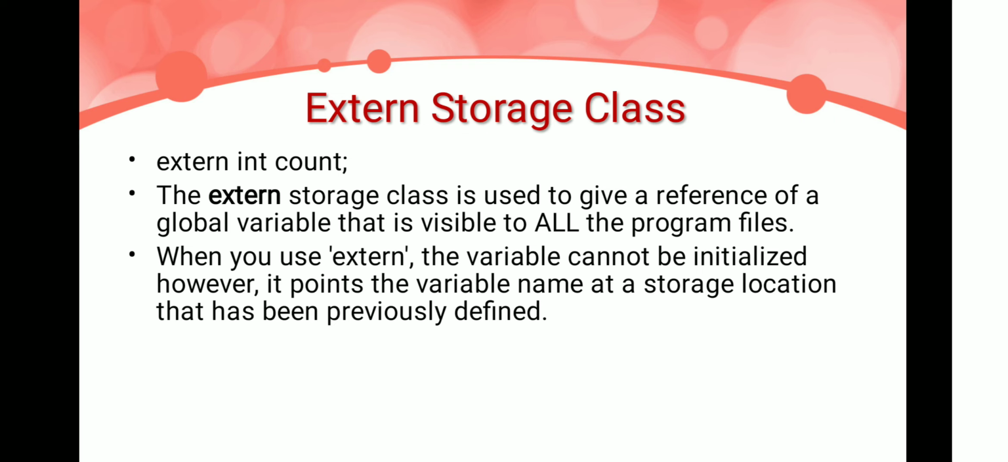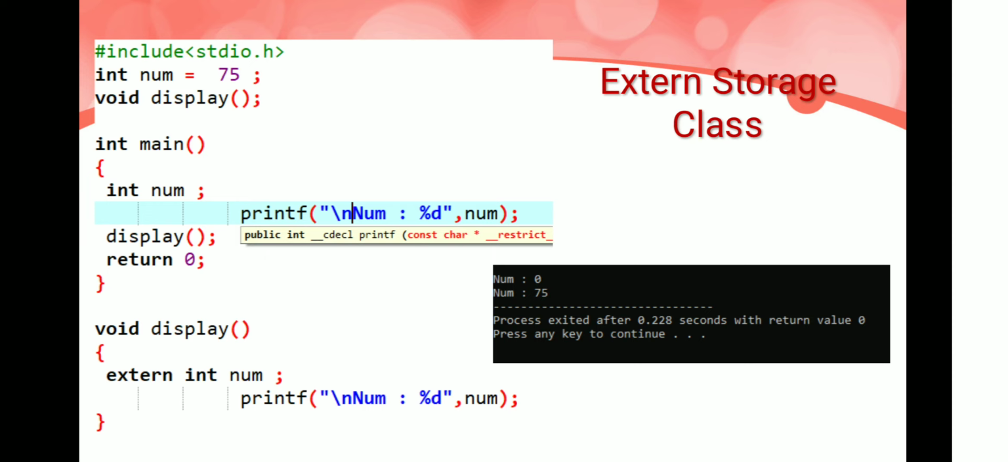So here we come back to the example. I'll explain this. Here I am taking two functions, main and display. And before that I have declared a variable int num is equal to 75. And inside main again I am declaring int num, and I am trying to print the value of num. So initially the value of num is going to be printed as 0.